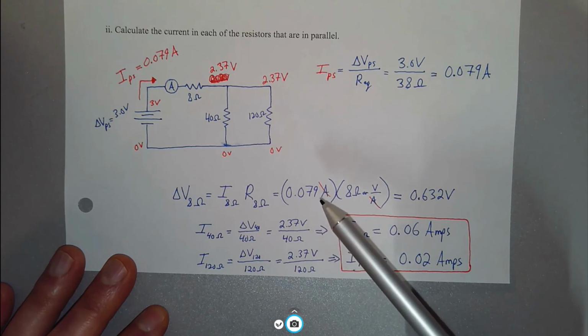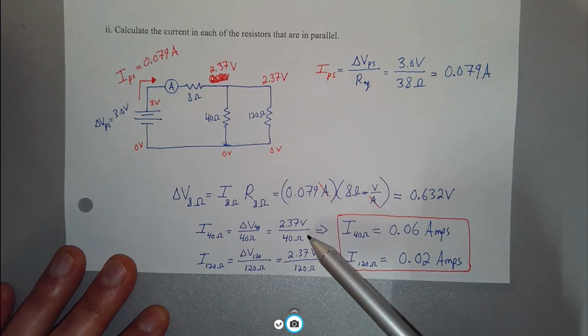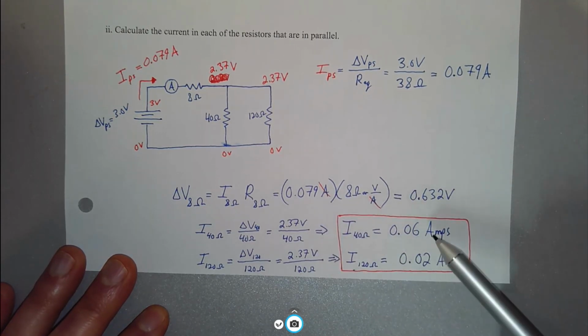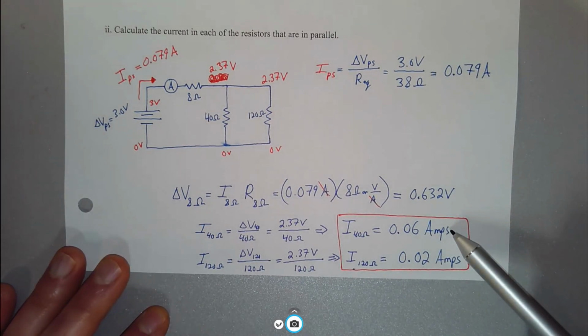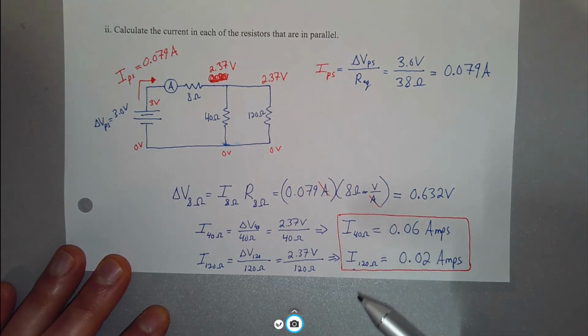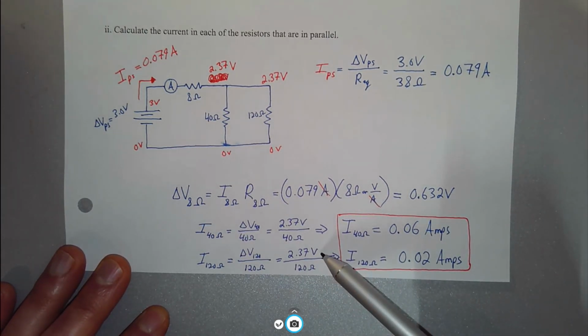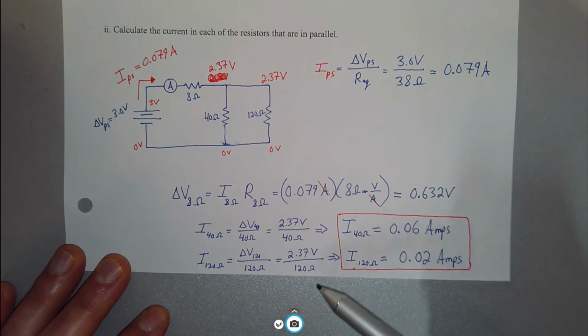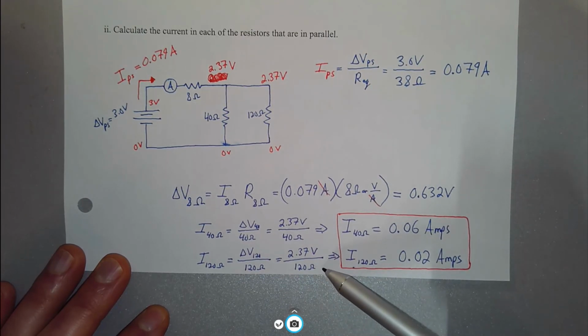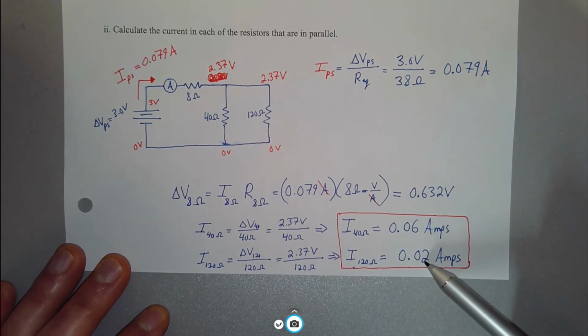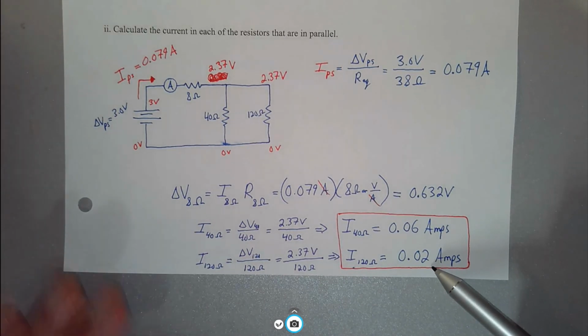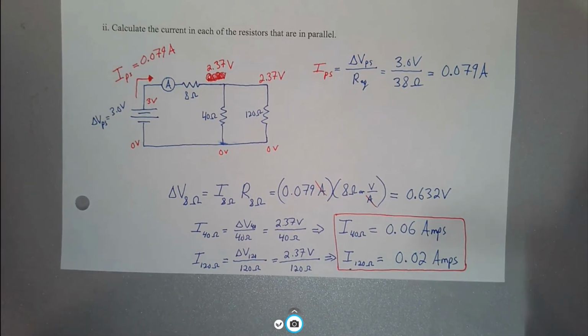Across the 40 ohm, there's 2.37 volts divided by its resistance, and we get the current going through it, 0.06 amps. And for the 120 ohm resistor, there's also 2.37 volts across it. They're both in parallel, so they have to have the same voltage drop across them. But with a resistance 3 times larger, the current will be 3 times smaller. So the current going through that one will be 0.02 amps.